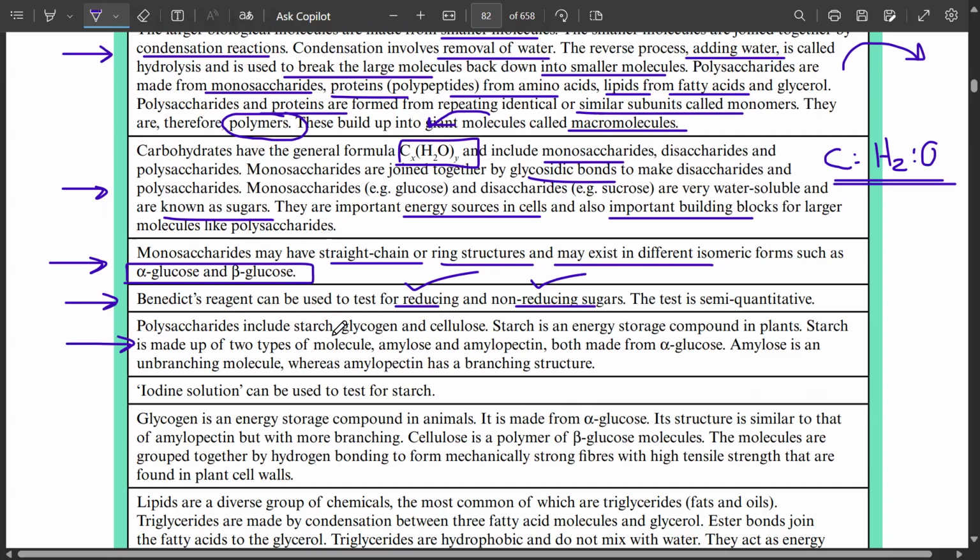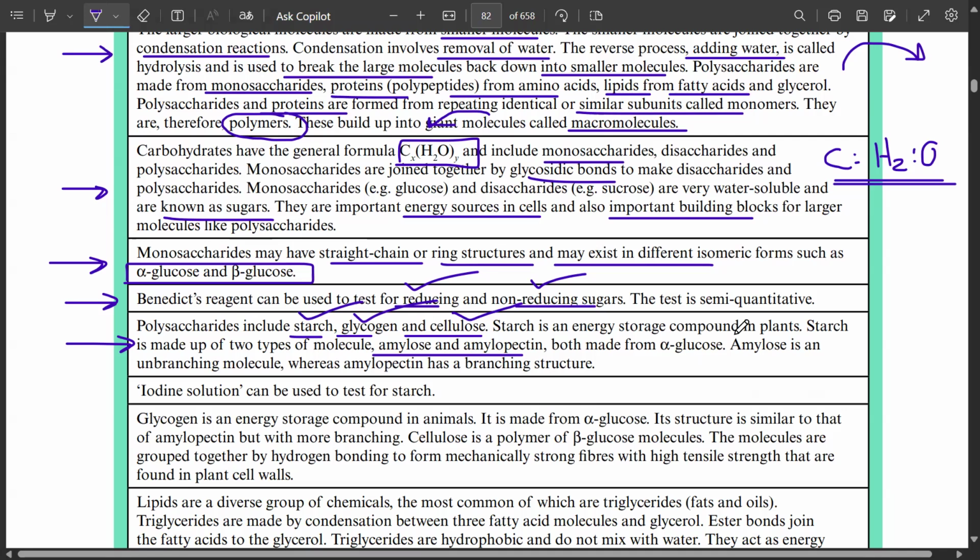Polysaccharides include starch, glycogen, and cellulose. Starch has two types, which are amylose and amylopectin. Starch is the storage molecule in plants. Glycogen is the storage molecule in animals. And where is cellulose found? Can you tell me? Plant cell wall. Plant cell wall.